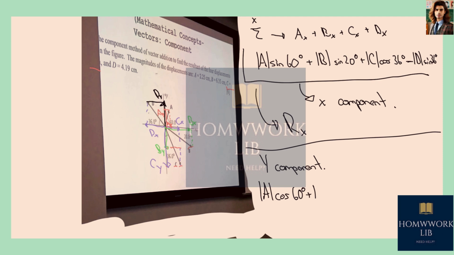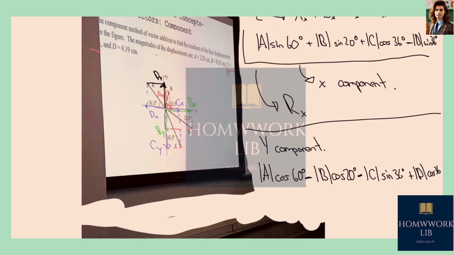So let's write them in order. Now we're going to have minus the magnitude of B times the cosine of 20 degrees. For C, it is also going to be negative, but now we need to consider the adjacent cathetus, so this is going to be minus magnitude of C times the sine of 36 degrees. And finally, for D, the result is going to be positive, so plus magnitude of D times the cosine of 36 degrees.